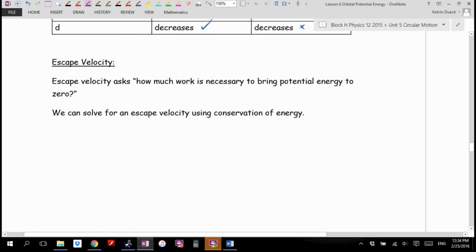Really what escape velocity asks is how much work is necessary to bring potential energy to zero, which for us is relative to zero at infinity. Instead of infinity, let's say a really long distance away. Okay, there's our compromise. We can solve for an escape velocity using conservation of energy.